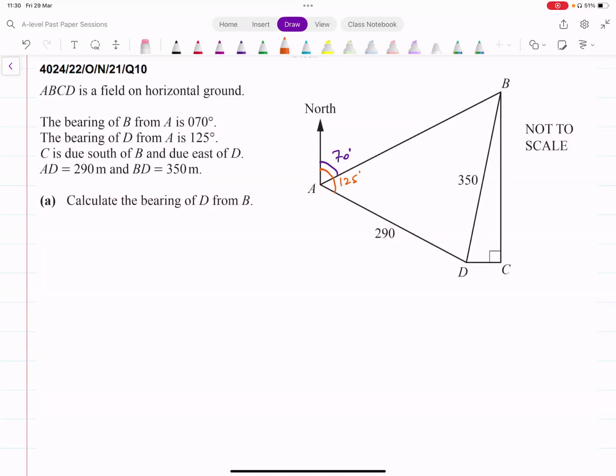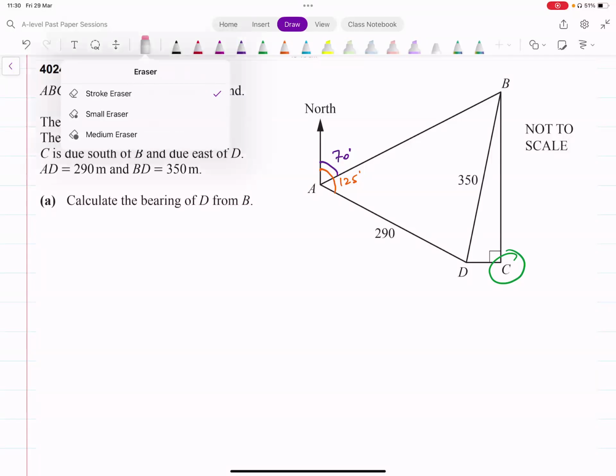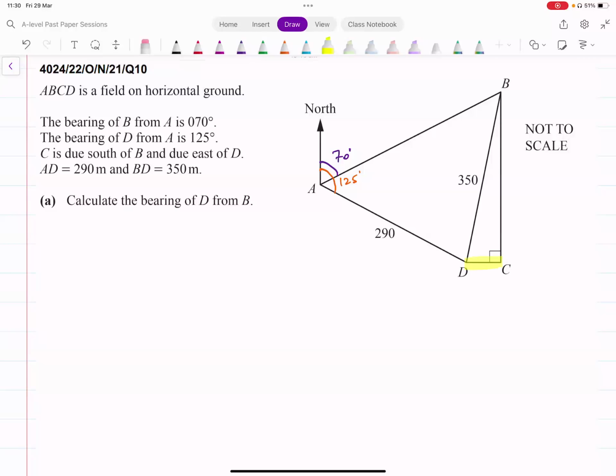Now C is due south of B. You can see that. Sorry, it's due south of B, so this is a vertical line. And C is due east of D, so this is a horizontal line. We have the two lengths given, AD and BD. We can see that on the diagram as well.